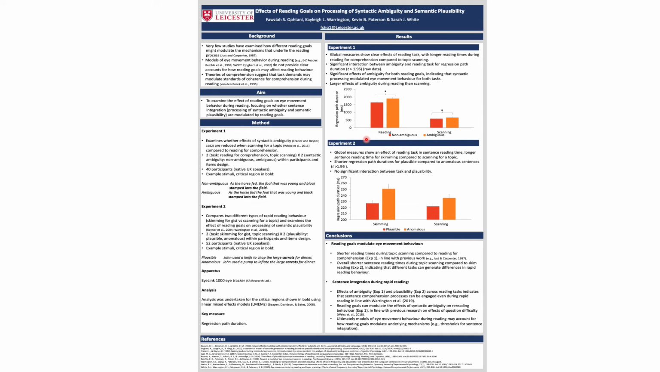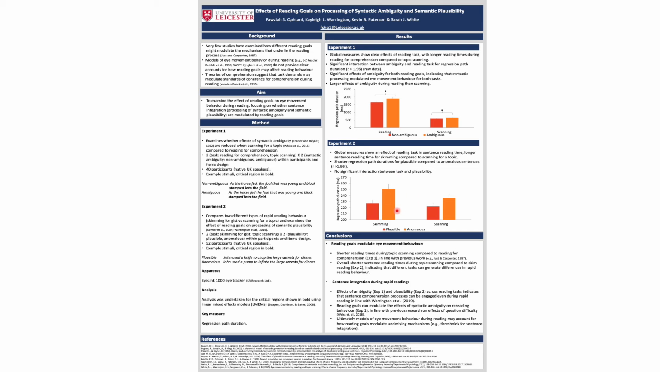The results are in line with a study by Weiss and colleagues showing that question difficulty can modulate effects of syntactic ambiguity. Together, the findings demonstrated that reading goals and task demands modulate syntactic processing, which may help explain why comprehension has been shown to be poorer during scanning.